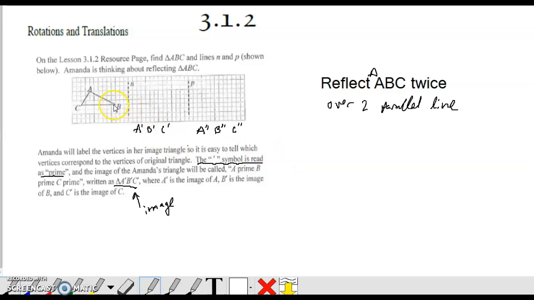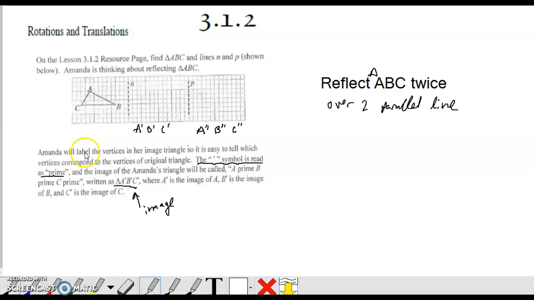Notice that B needs to be a certain distance away from line N, so it'll be over here. Notice how long CB is, so it's got to be that same length. We want to make sure that we preserve, or keep intact, all of that.